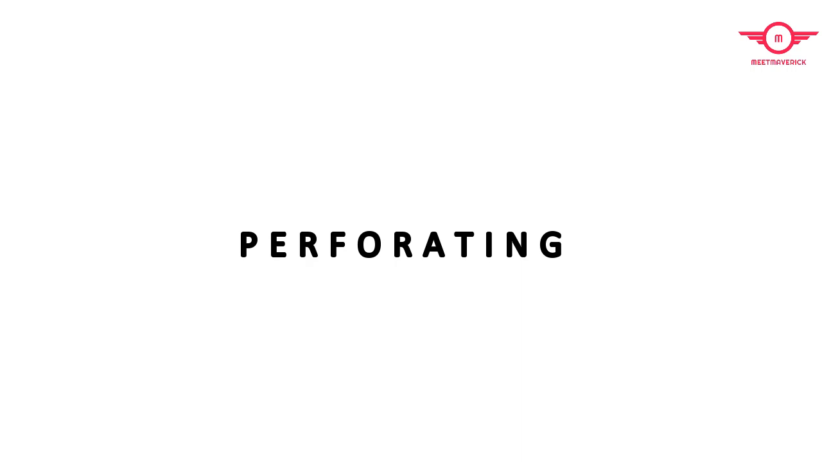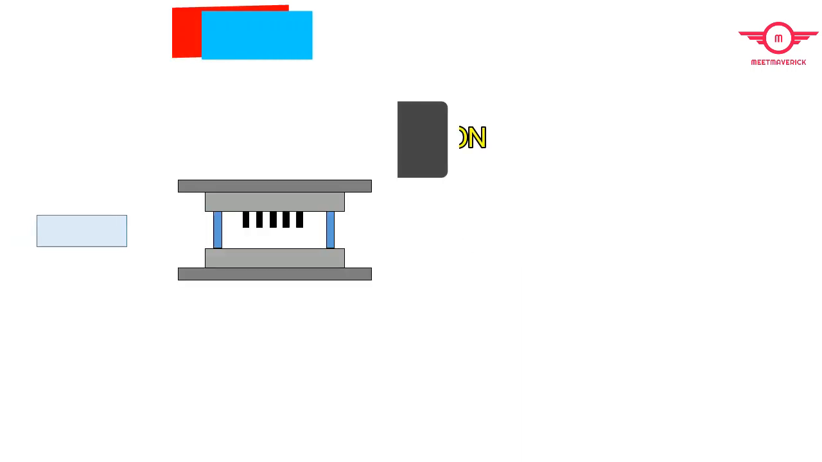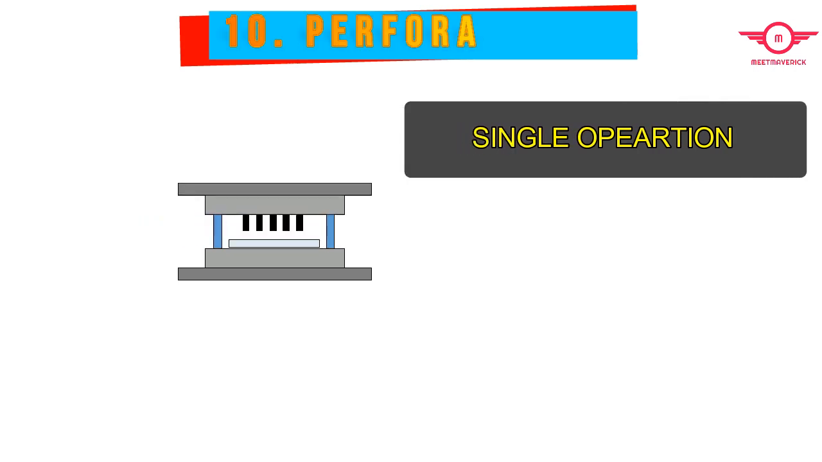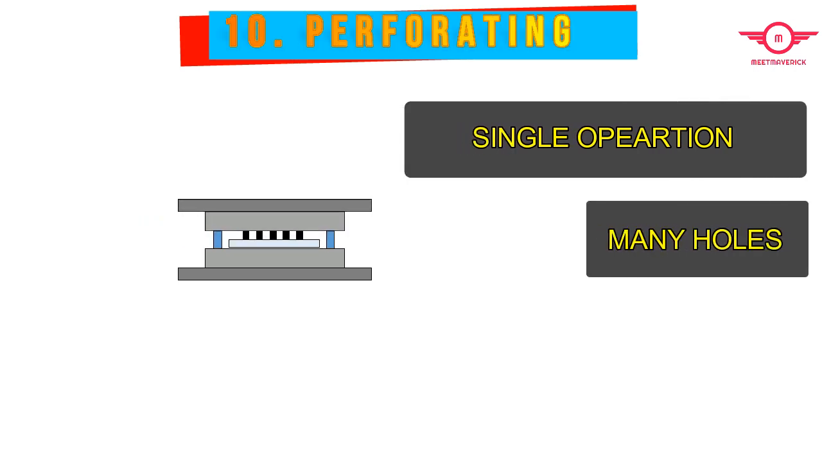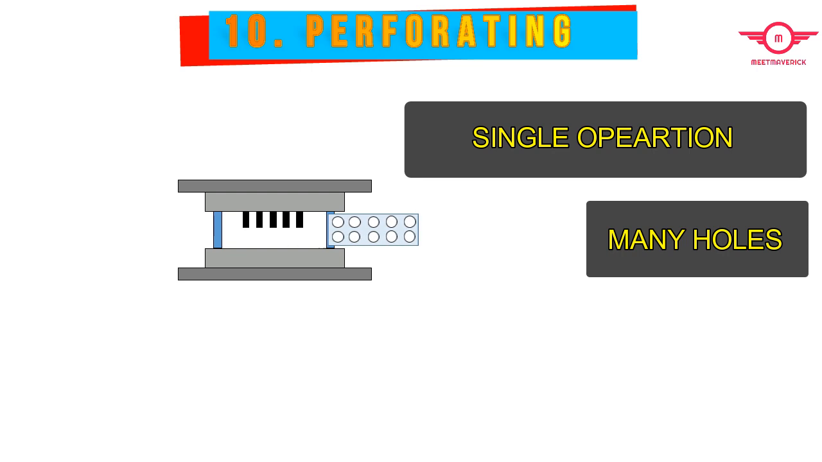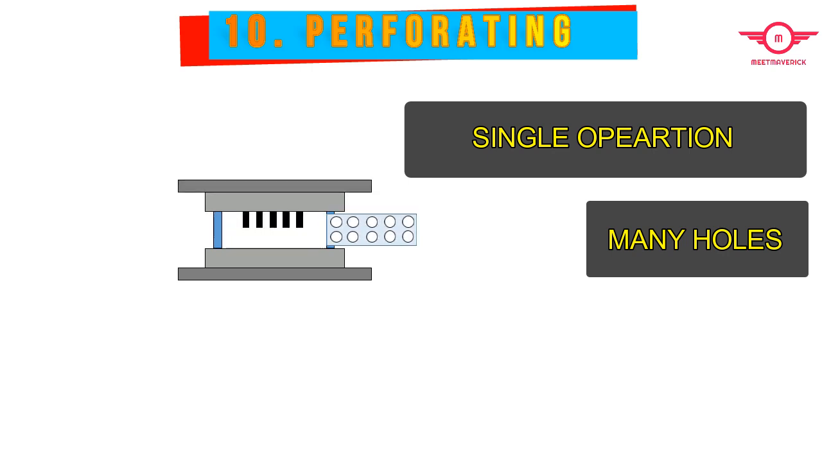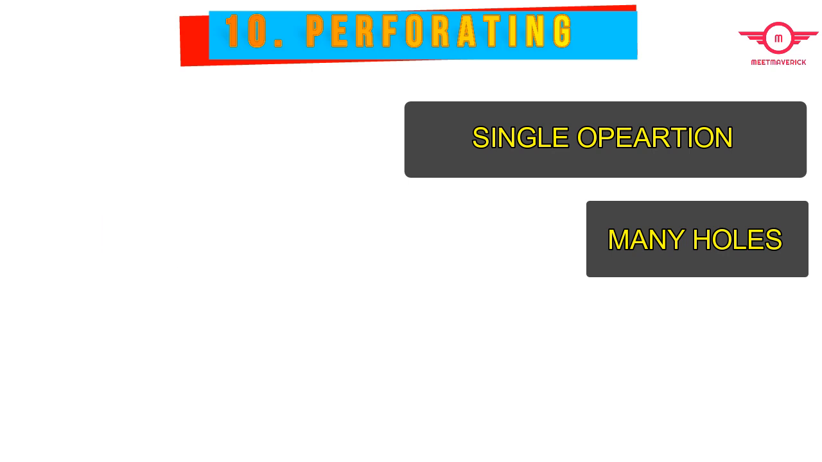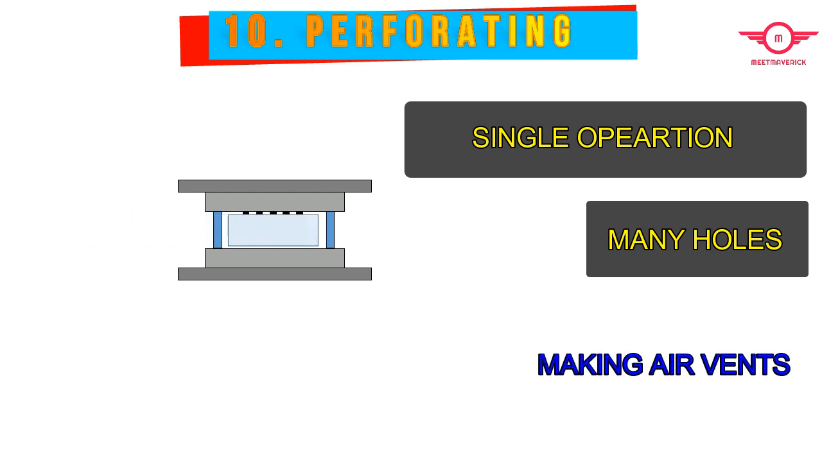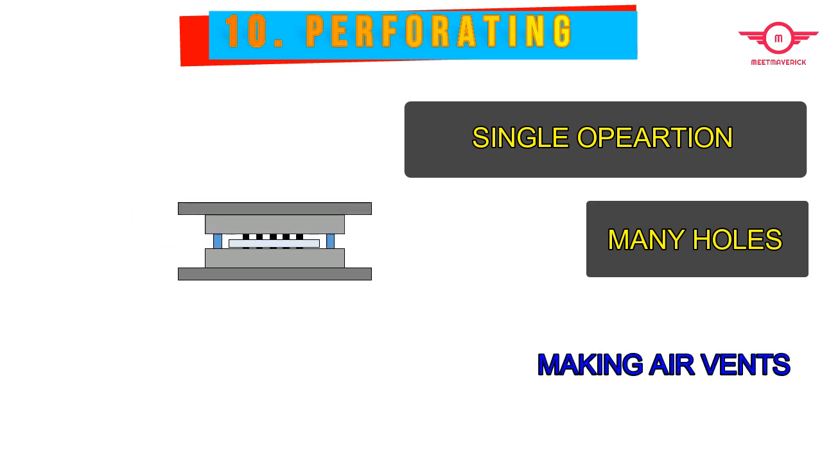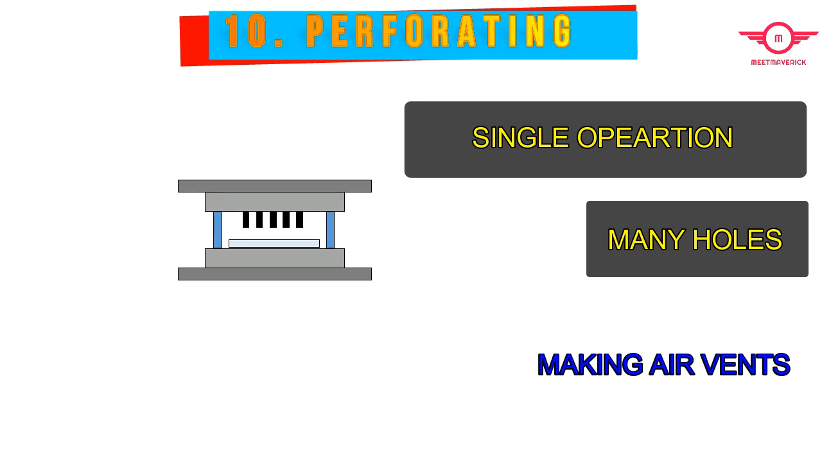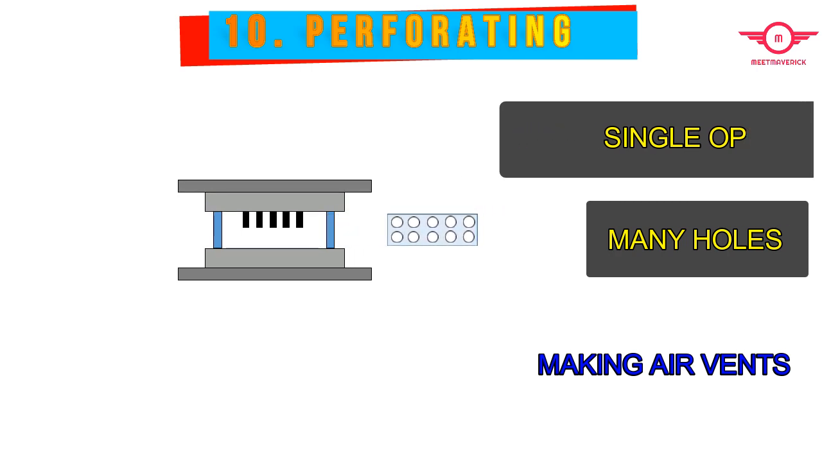Perforating. Perforating is an operation in which a number of holes having the same direction are made successively in a workpiece according to a predetermined arrangement. This operation uses a single stroke to produce a number of holes. This process produces chips and scrap. Perforating is used to make air vents in various machines, for example exhaust fans.